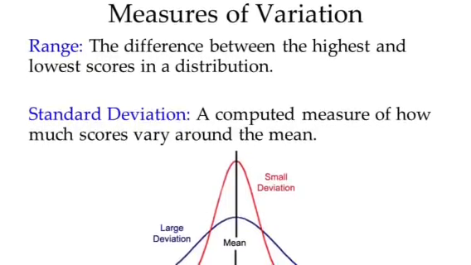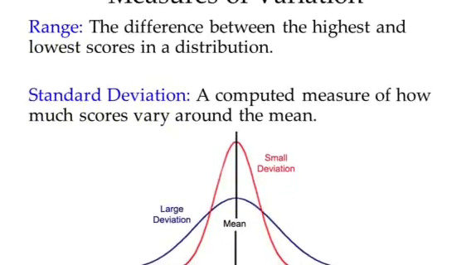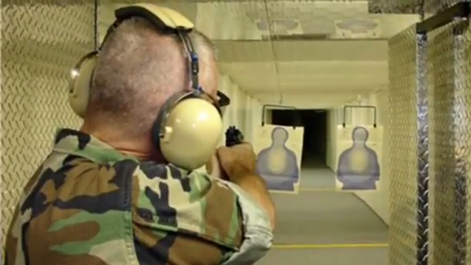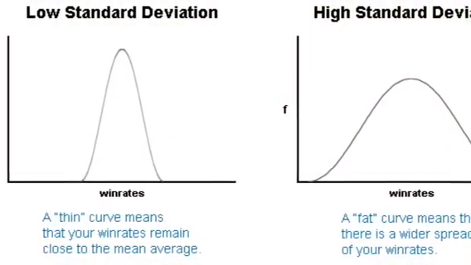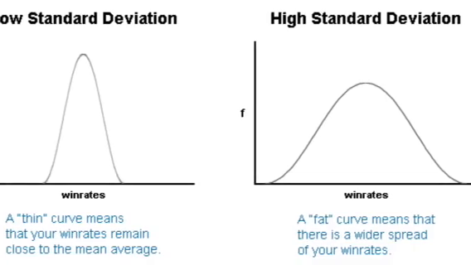There are two measures of variation: range and standard deviation. Range is the difference between the highest and the lowest scores in a distribution, and standard deviation is a computed measure of how much scores vary around the mean score.